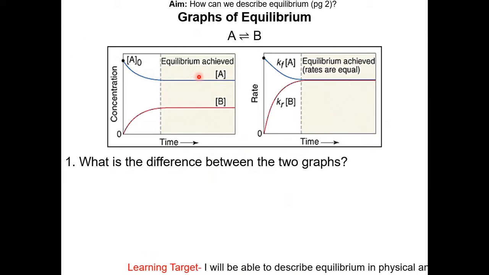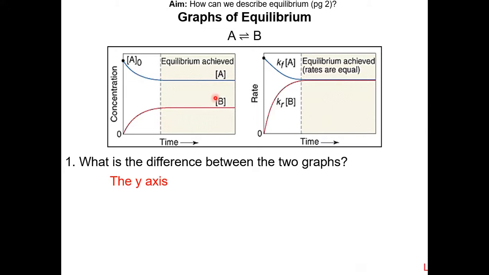Let's look at more examples of graphs of equilibrium. Here we have 2 graphs showing this reaction at equilibrium. A is the reactant and B is the product. What is the difference between these 2 graphs? If you notice, the difference is the y-axis. The graph on the left, the y-axis is concentration. The graph on the right, it is rate.